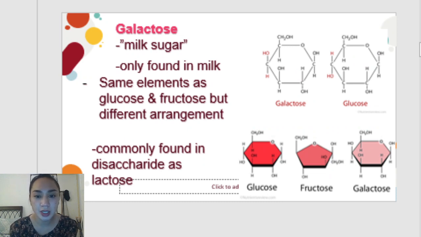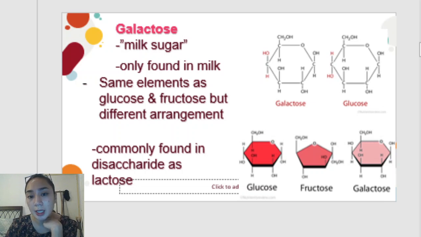The next major type of monosaccharide is galactose, which is a milk sugar. It is only found in milk. It has the same elements as glucose and fructose but a different arrangement. It is commonly found in the disaccharide lactose. So we have blood sugar or dextrose, which is glucose, fruit sugar, which is fructose, and now the milk sugar, galactose.